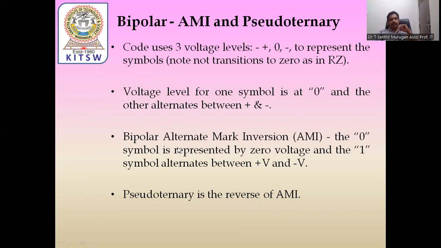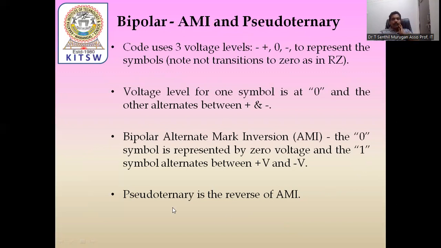While we are discussing the diagram, you can easily understand. Bipolar alternate mark inversion, the AMI method: the 0 symbol is represented by 0 voltage and the 1 symbol alternates between positive and negative. That means wherever the signal is 0, that is 0 voltage. If it is 1, it is the opposite: if previously positive, then the next is negative; if negative, then the next is positive. Like that it will alternate.